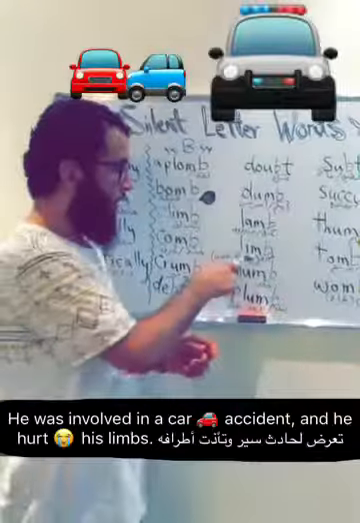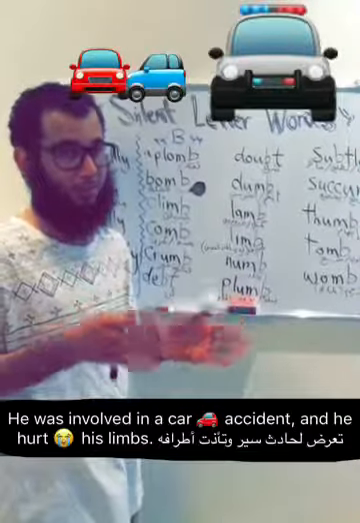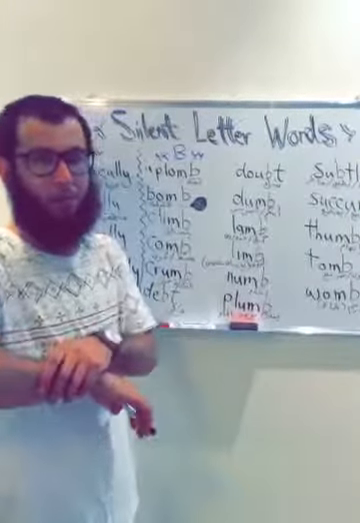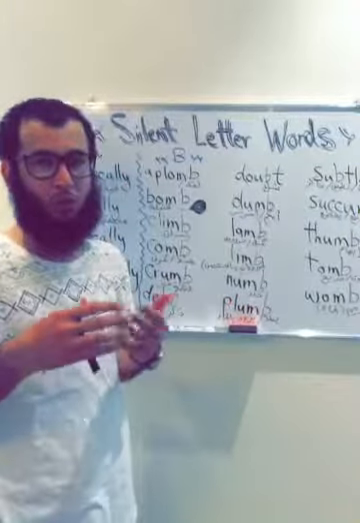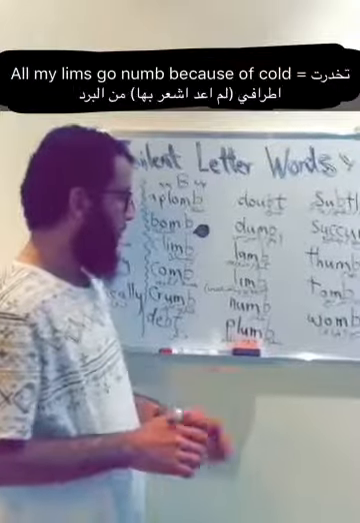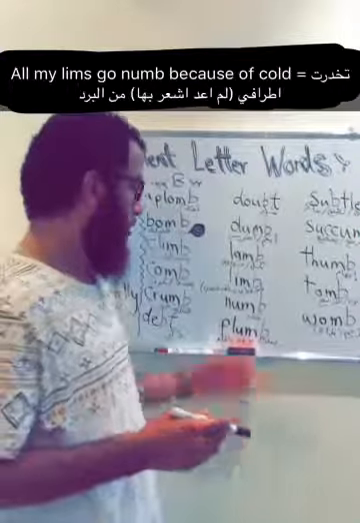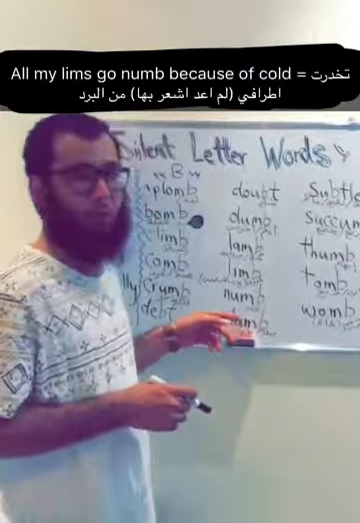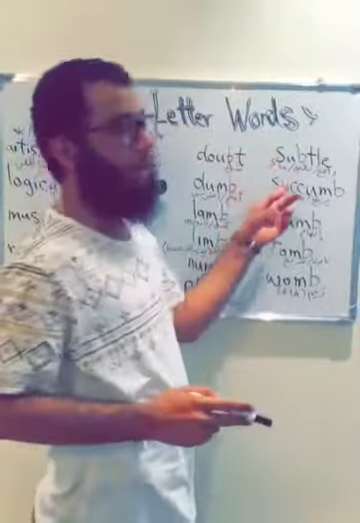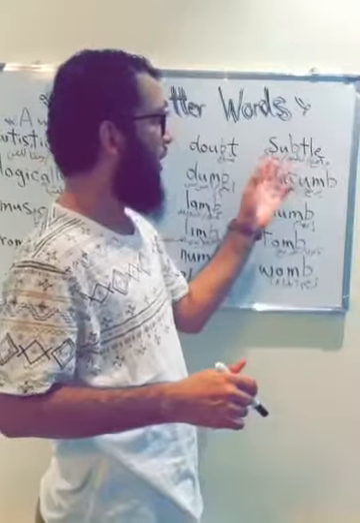For example, he was involved in a car accident and he hurt his limbs. Then we have numb الخدر لما ما تحس بأطرافك أو جزء من جسمك سواء البرد أو كذا. All my limbs go numb cause of cold. وعندنا بعدها plumb يعني يملأ أو يزود بالماء. وهنا عندنا subtle. بالامريكي التي تلفظ قريبه من الدي settle، في البريطاني subtle.